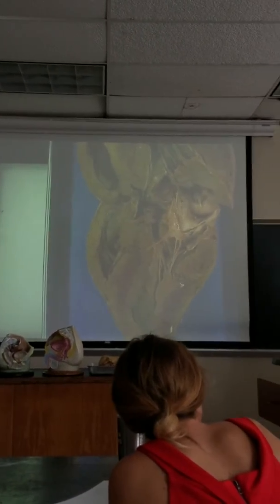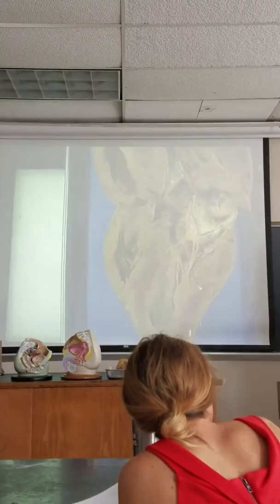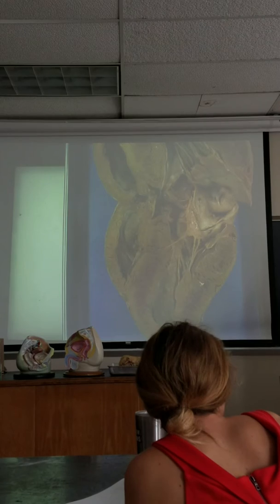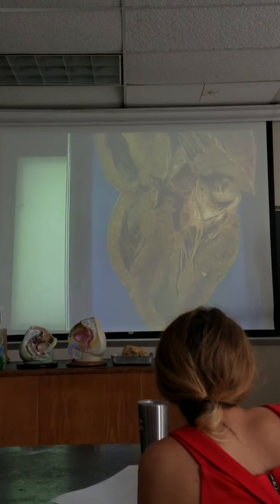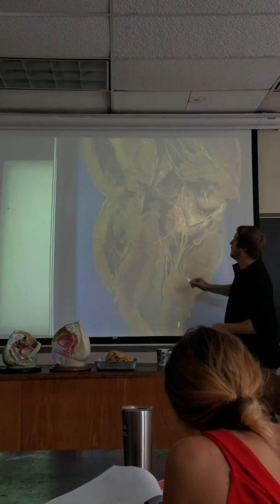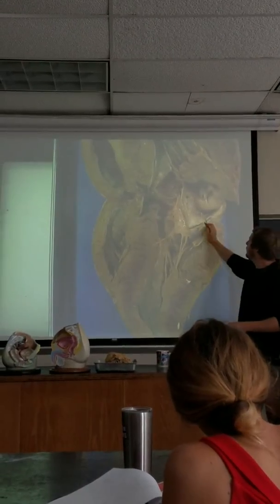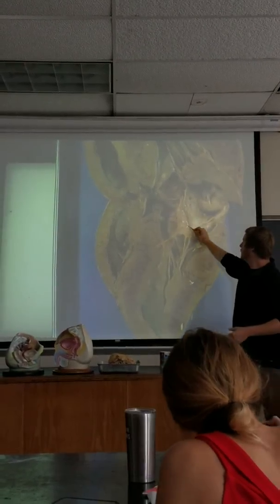But again, the atria is where blood comes into the heart, whether it's from deoxygenated tissue or if it's coming from the lungs and it's freshly oxygenated. The atria are going to be towards the top here. This one's a little bit difficult to see, but the atrium here is going to be right here.